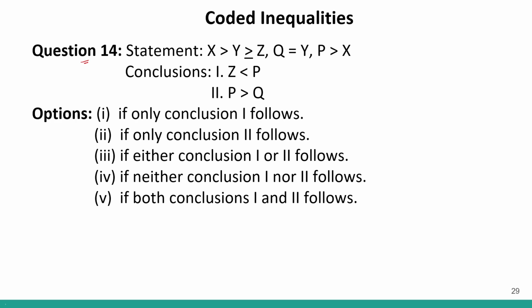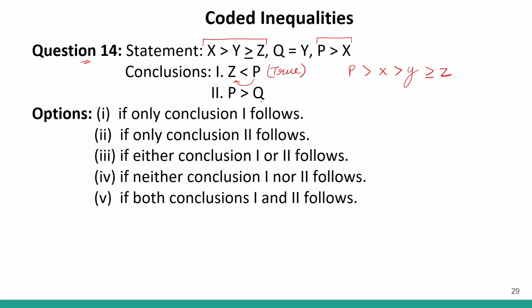Coming to question number 14. Question number 14, again statement is given to us, conclusions are given to us and we have to find the answer. So P is greater than Z. That means we will move from P to Z. Correct? So if I move from P to Z, I can see relationship between P and X and Z. So P is greater than X is greater than Y and Y is greater than equal to Z. This is given. Correct? So here I can easily conclude that P is greater than Z. So this conclusion will be true.